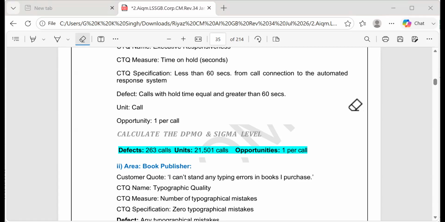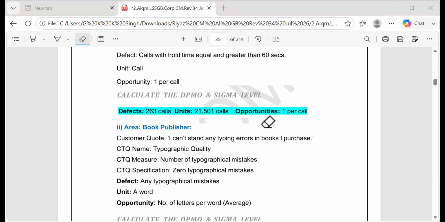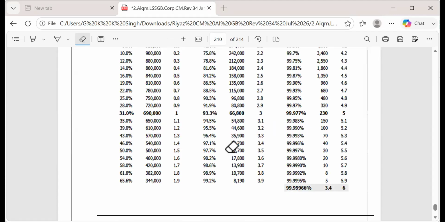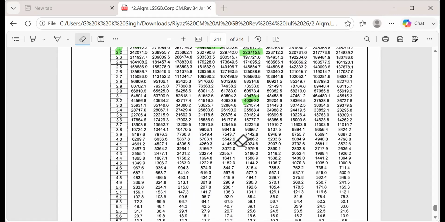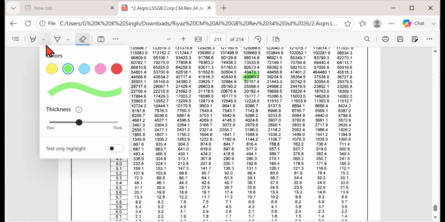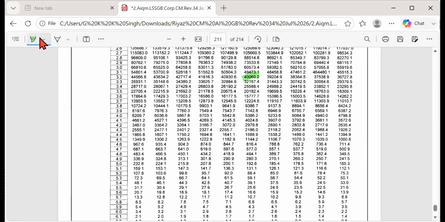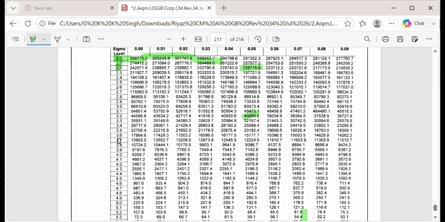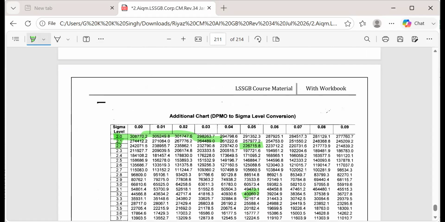Then what is the sigma level? So 12231. What is the sigma level? Let us see. 3.75. Yes, you are saying 12231. So this is the one here. This is 3.75. So this is our sigma level.